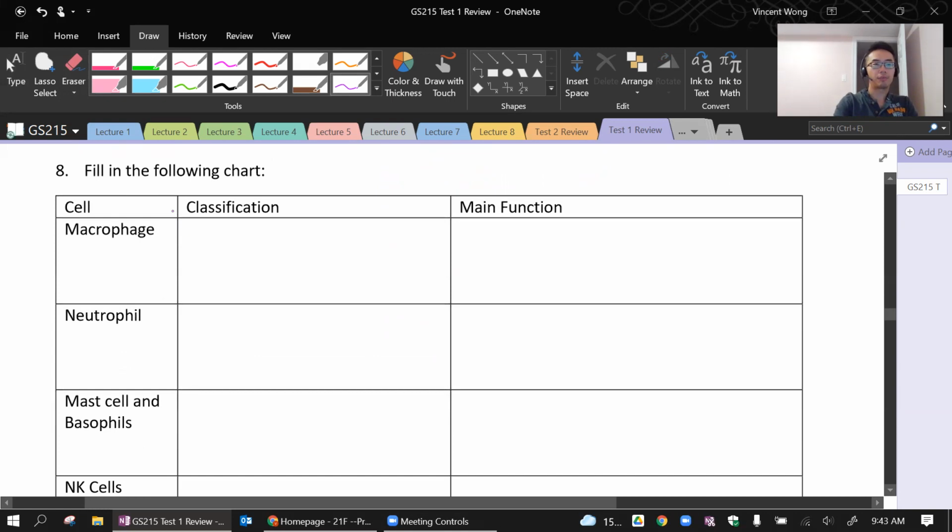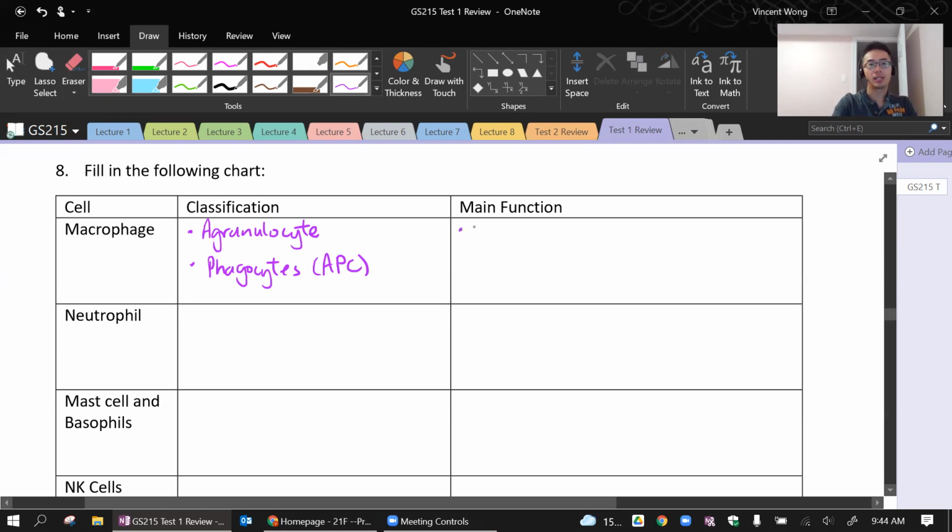Macrophage. Let's look at the classification of macrophage. So macrophage is a type of a granulocyte. Right? They came from monocytes, right? And then they are also phagocytes. And very special phagocytes because they are APC, antigen presenting cells.